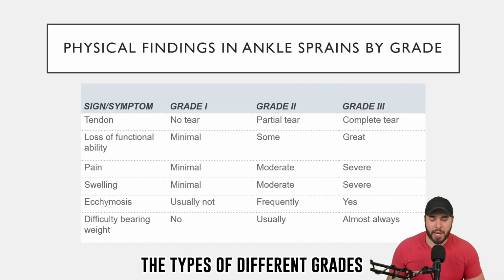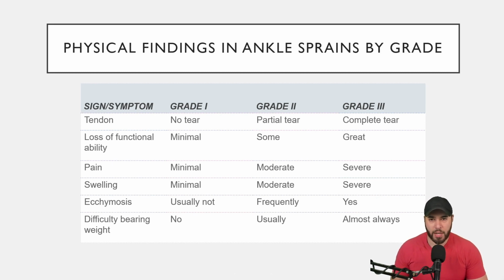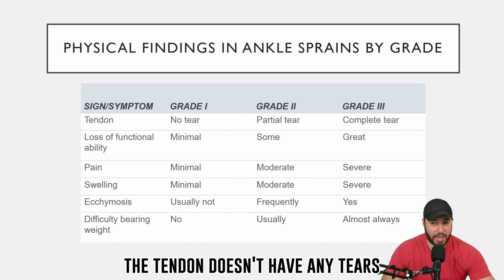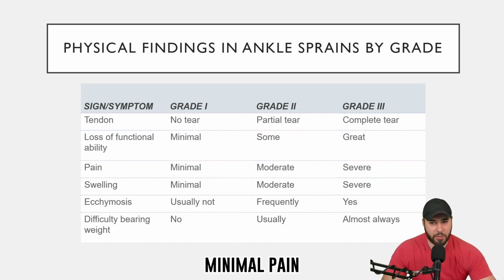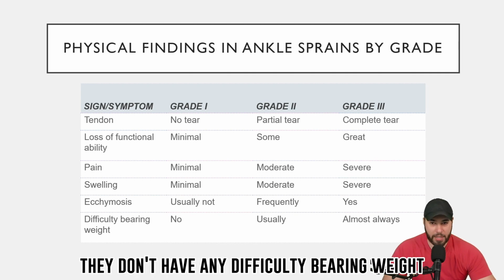So, kind of going over the different types of ankle sprains by their grade. We can see that with grade 1, the ligament doesn't have any tears. The loss of function is minimal. Pain is minimal. Swelling is minimal. Ecchymosis, that's just another word for bruising, is usually not present. And they don't have any difficulty bearing weight.